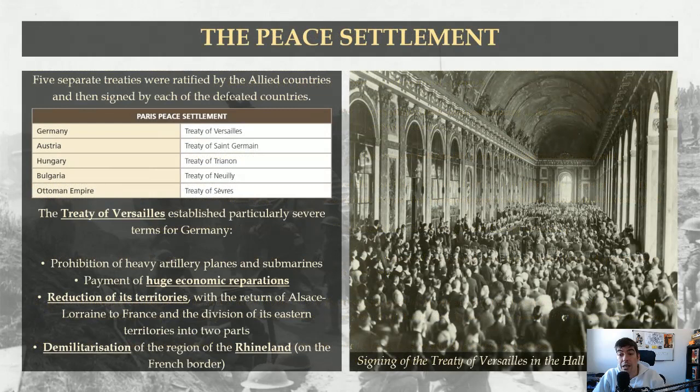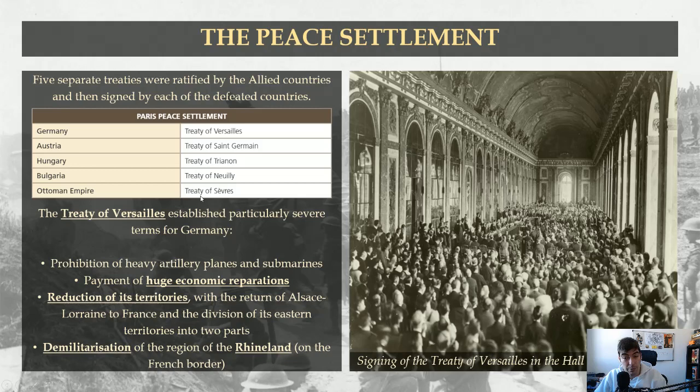So, there were five separate treaties signed with each one of the Central Powers. Each one of them signed a different treaty, and they are named after the place near Paris in which they were signed. The most well known one, Versailles with Germany, Saint-Germain with Austria, Trianon with Hungary, they were separated, Neuilly with Bulgaria and Sèvres with the Ottoman Empire.